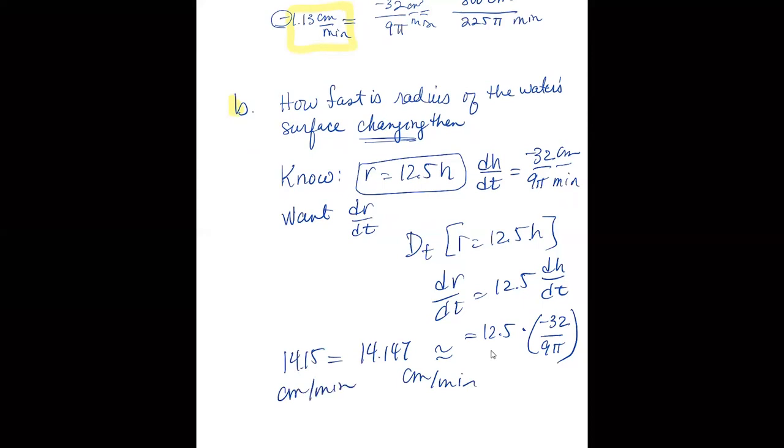Now notice I once again didn't include the negative sign there. That's just an indication that the radius is getting smaller as the water level drops. But the way they asked me the question was, how fast is the radius changing? So they didn't ask me, is it getting bigger or smaller? The rate at which it's changing is going to be 14.15 centimeters per minute.